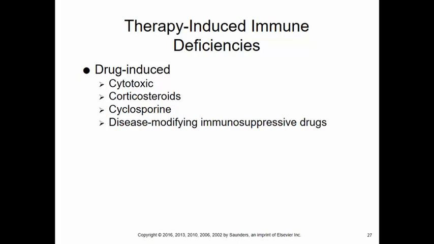Cyclosporin is going to be suppressive of the CD4 T cells and often is used to prevent organ transplant rejection and also against some autoimmune disorders.